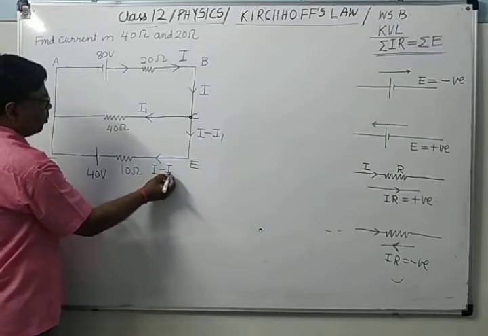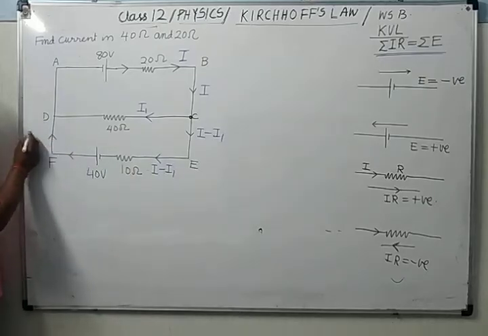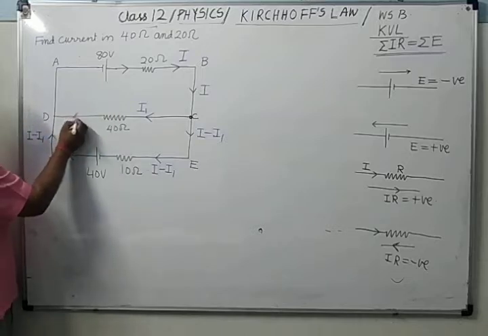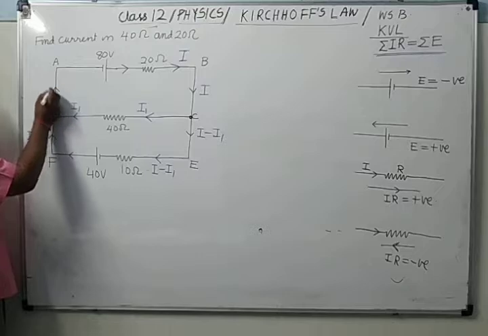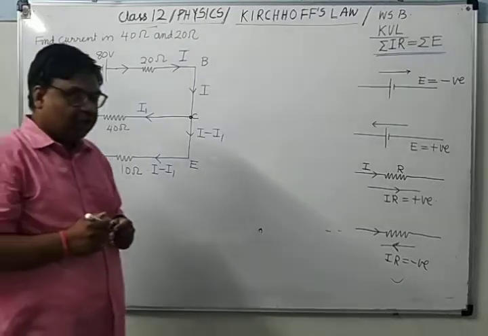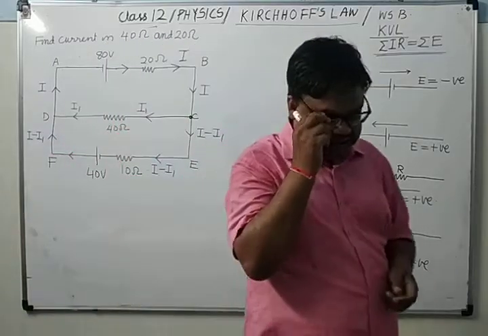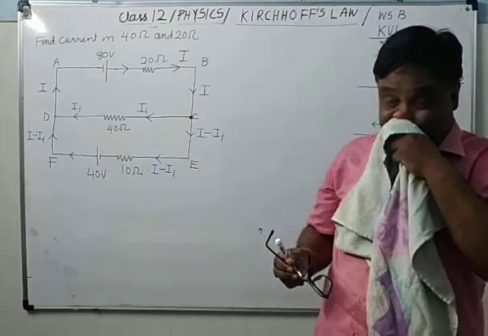I minus I1 will flow through this. It's clear. And here I minus I1, and I1 current is coming from that side. When both meet here, what will happen? The current will once again become I. It's clear. So we have taken a single current, and with the help of a single current we will do this question.